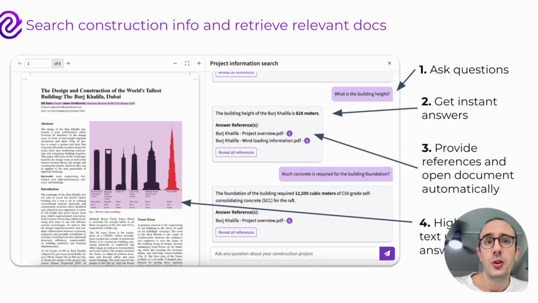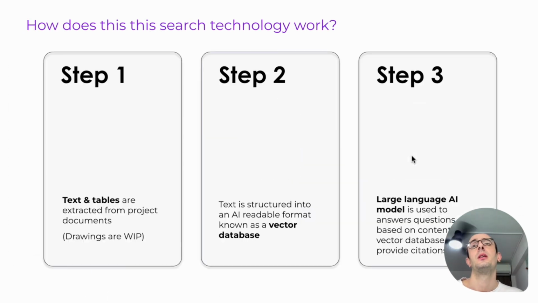In terms of the search feature right now, this is a bit how it looks. I won't go into it too much, but you essentially can ask questions and get instant answers back with citations saying where the information came from. You can also click reveal all references, and this is like a Control F feature where you're going to find all the mentions of a specific key term, like building height. And if you click these links, it's going to open up your file and show you exactly where it is in the documents.